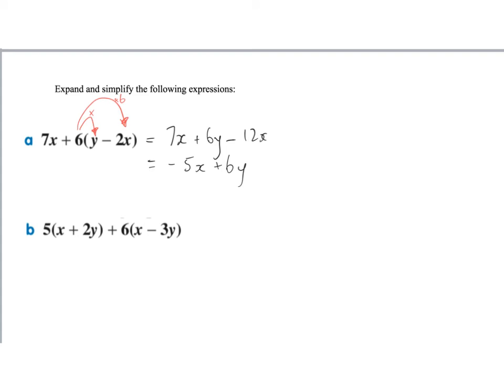So again, I'm going to mark it up that I need to multiply everything inside the brackets by what's outside the bracket. So going through the first one, we've got 5 times x, which will give me 5x, 5 times 2y, which will give me 10y, and then expanding the second bracket, we have 6 times x, which is 6x, and 6 times negative 3y, which will give us negative 18y.